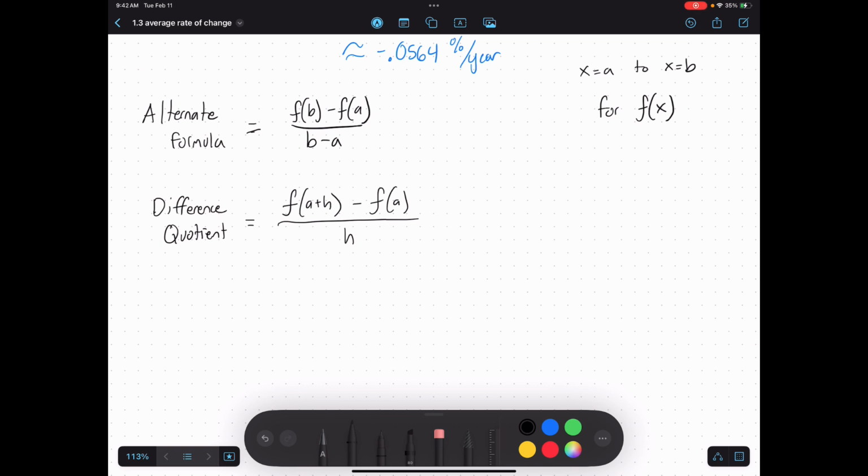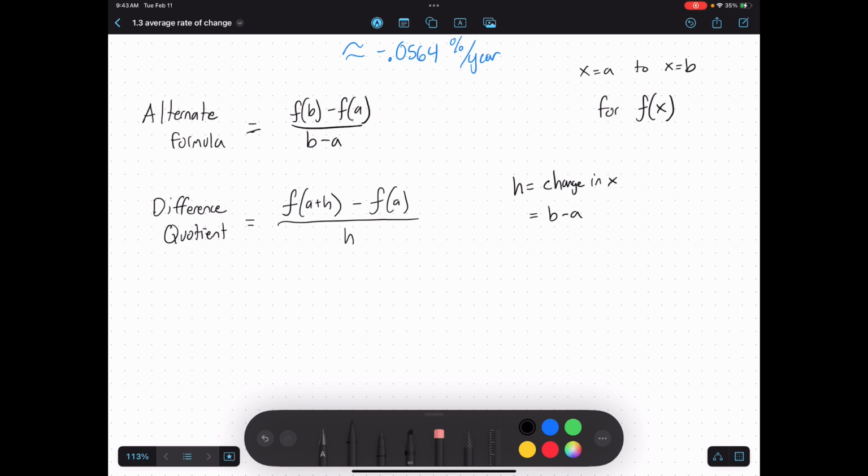So where does this come from? This introduces a new variable h. And what does that h represent? H is going to represent my change in x values. Or if I wanted to write it another way, it's just b minus a. It's what I get when I actually subtract my 2 x values. It's that distance between the x values.